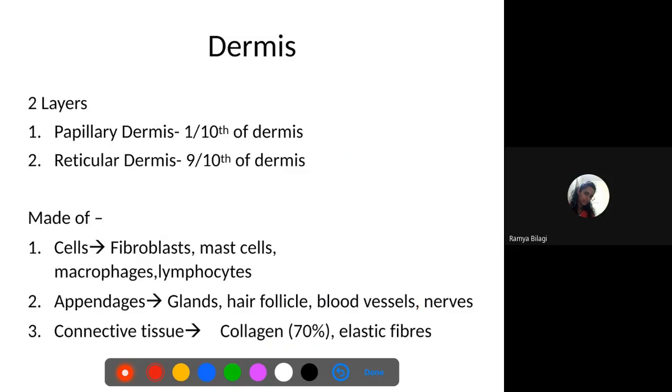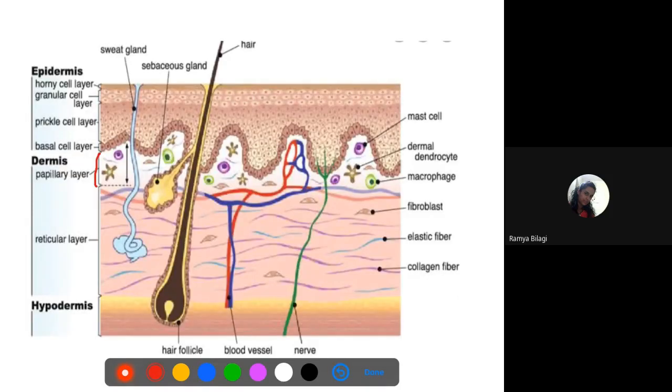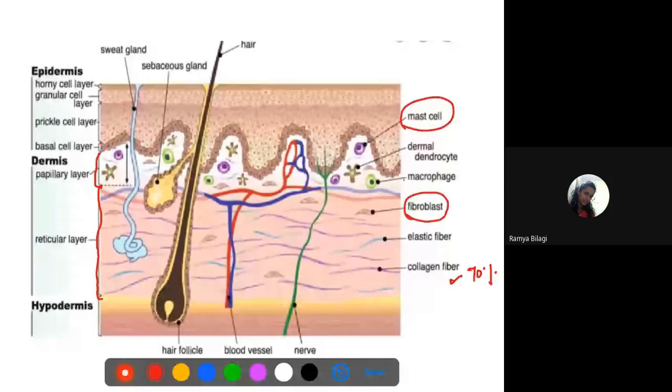So this is a picture showing you the layers of the dermis. Papillary dermis, see, it is only 1/10. Reticular dermis is 9/10 part. We have collagen, which constitutes 70% of connective tissue. We have elastic fiber. The rest we have cells: mast cells, fibroblasts, macrophages, dermal dendrocytes. So this is the picture showing dermis. Also we see appendages, hair follicles, blood vessels, and nerves here.